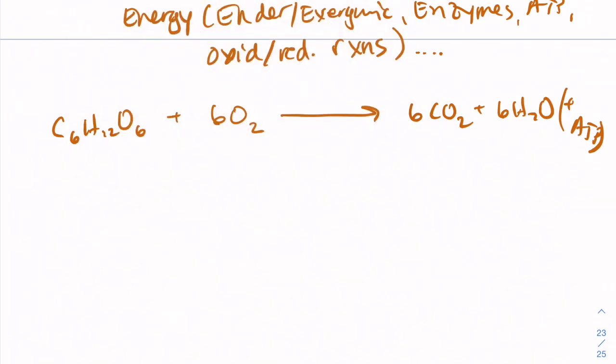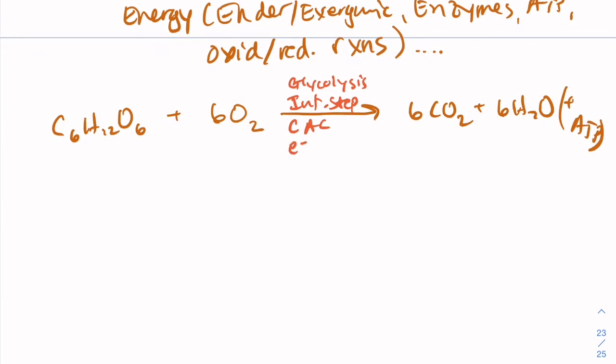To do this, it has to go through the process of glycolysis, and that intermediate step, the citric acid cycle, I'm abbreviating right now with CAC, and then a process called electron transport. All that stuff happens little by little. And just as an overview, one more time, I'm going to show you this again.